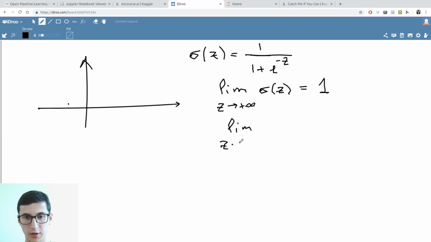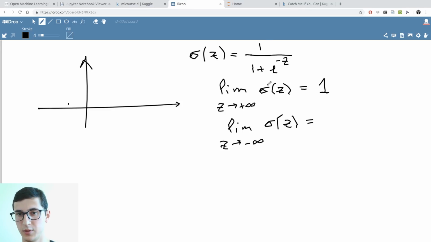And by the same token, if z approaches minus infinity, what is it going to be? If z is minus infinity, then this expression is really very, very big. It approaches plus infinity, and we divide 1 by a really large value. So this limit is going to be 0.